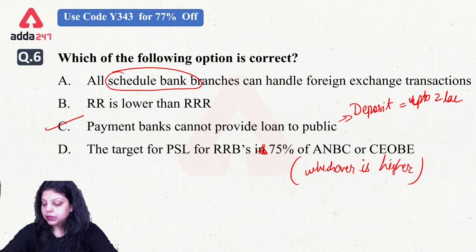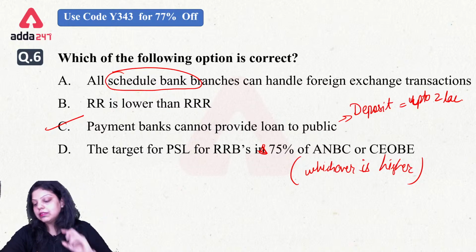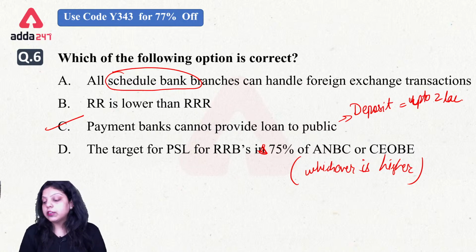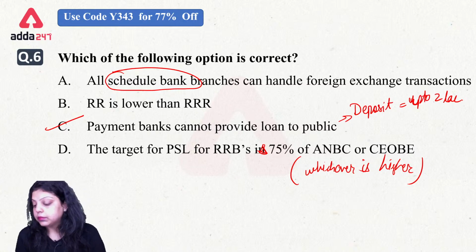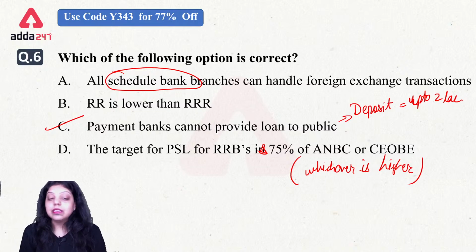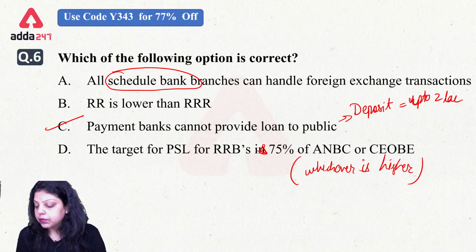What was the reason? Yes, ANBC stands for adjusted net bank credit. That's true. Yes, it is A. The fourth option is incomplete. That's why it will not be the correct statement. Satyendra, the 40% target of PSL is for the commercial banks, domestic commercial banks.